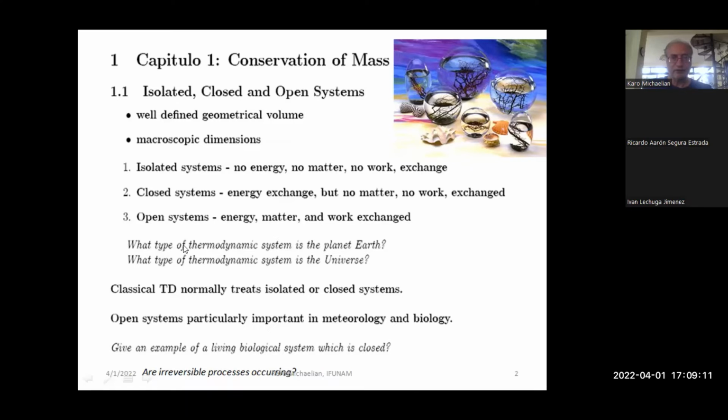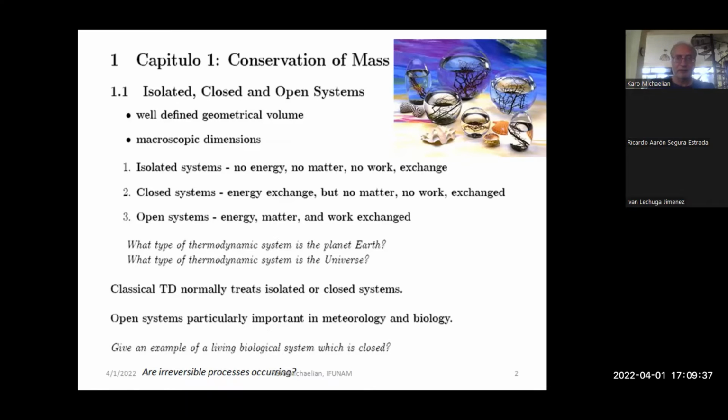So, for example, we have a question: what type of thermodynamic system is the planet Earth? Does any one of you want to respond to that? Is it an isolated system? Is it a closed system? Or is it an open system? I think that it's an open system because the Earth exchanges energy and matter with space.